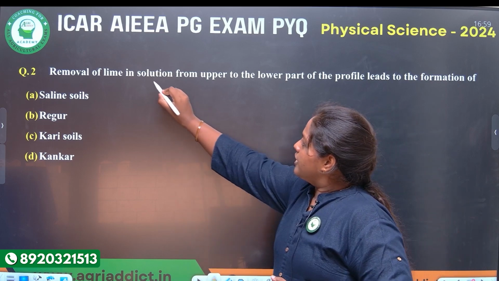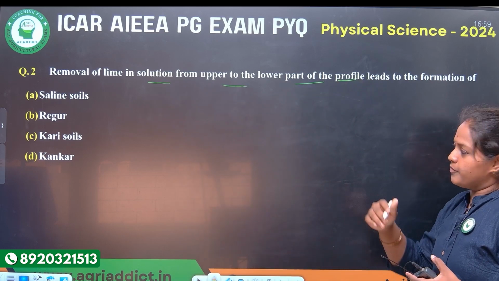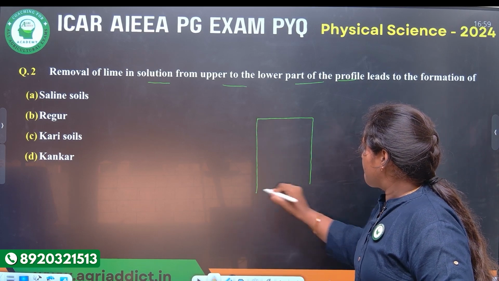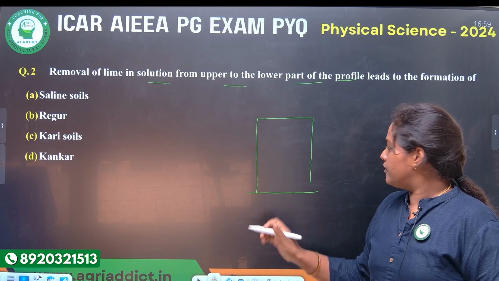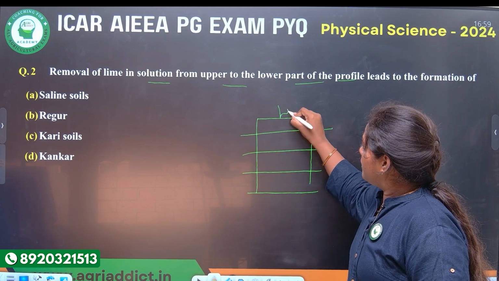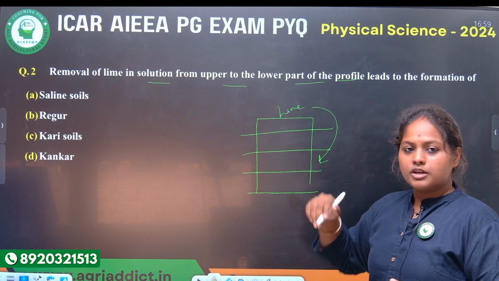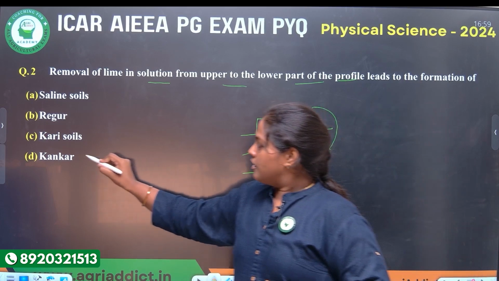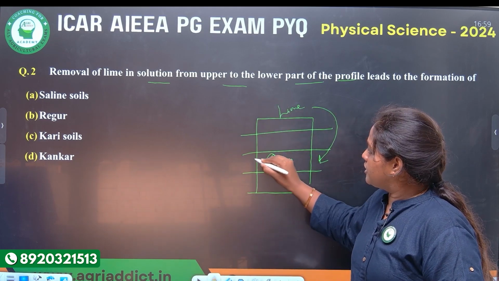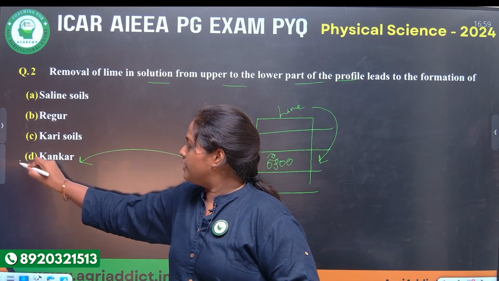Removal of lime in solution from the upper to the lower part of the profile leads to formation of what? So, what they are asking now, let us take a soil profile. We know a profile will have different horizons, right? Here the lime is moving from the upper to the lower parts of the profile. So, it will result in the formation of nodules in the lower horizons, and these nodules are nothing but kankar nodules. So, the answer is D.